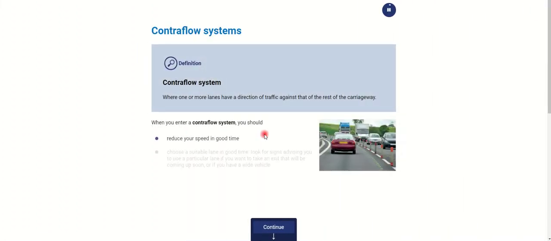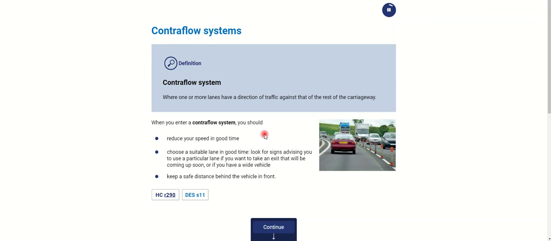Contraflow systems. Definition: a contraflow system is one where one or more lanes have a direction of traffic against that of the rest of the carriageway. When you enter a contraflow system, you should reduce your speed in good time. Choose a suitable lane in good time. Look for signs advising you to use a particular lane if you want to take an exit that will be coming up soon, or if you have a wide vehicle. Keep a safe distance behind the vehicle in front.